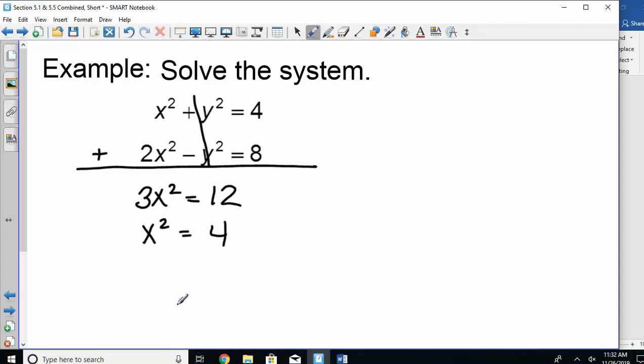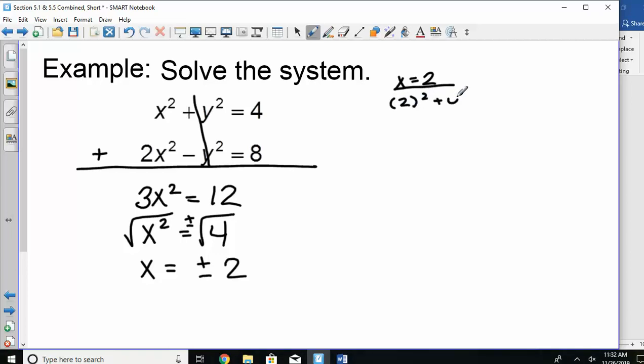To get rid of a square root, what else do I have to put with that? So I get x equals plus and minus 2. Let's find our solutions. If x is positive 2, plug that in. Let's go to the first one. If I put that in for my x, 2 squared is 4. Subtract that. Square root of 0 is just 0. So I get 2, 0.